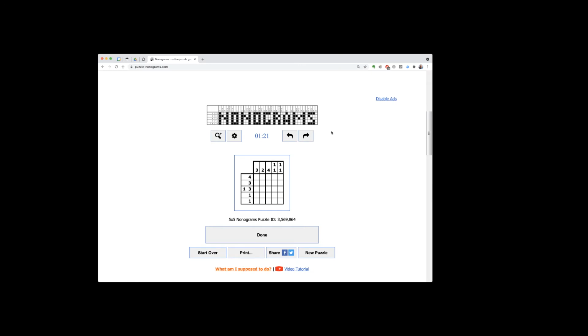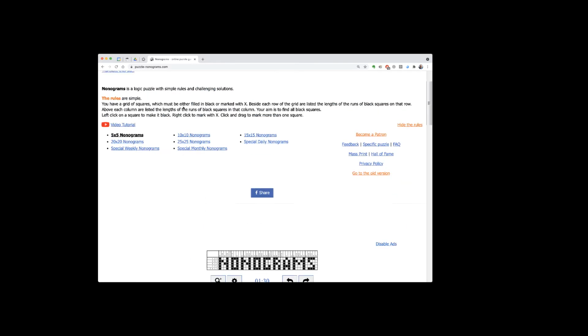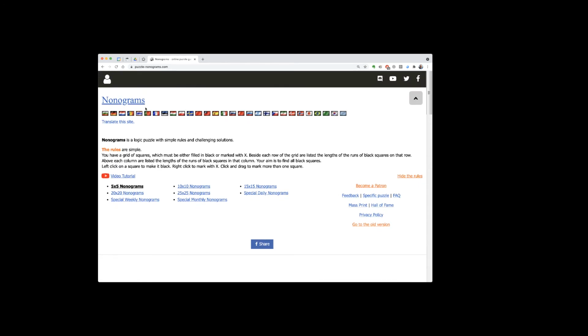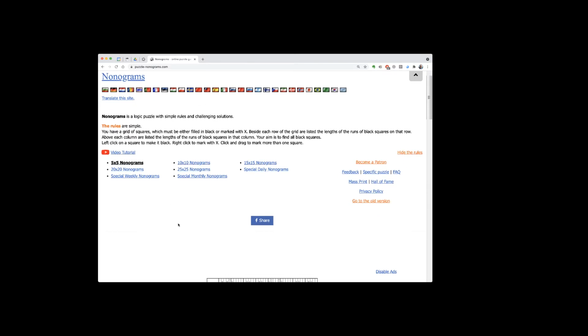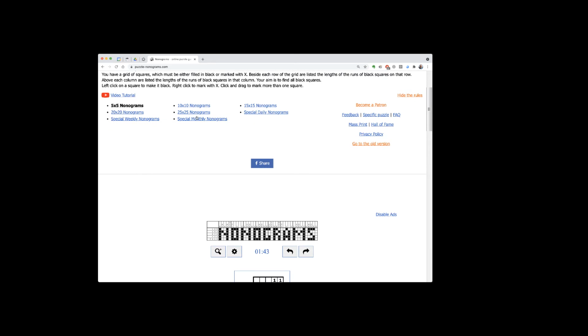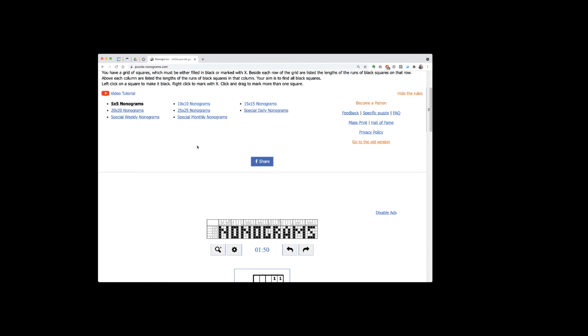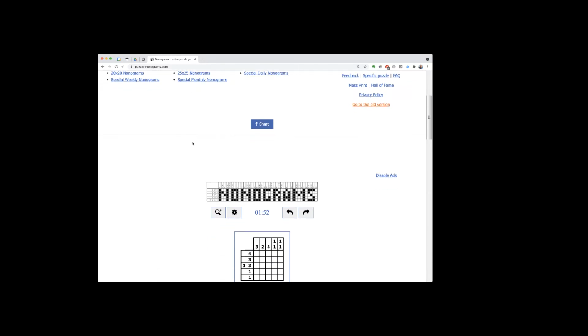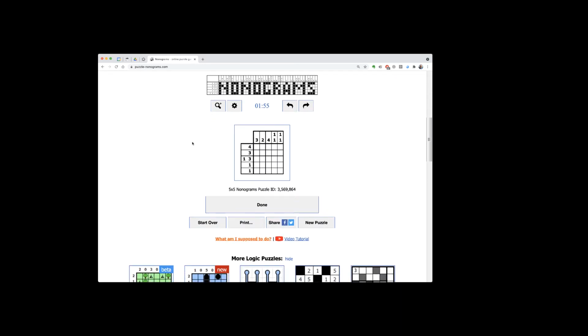To begin with, let's just talk about what Nonograms is. You can see the URL up here, puzzle-nonograms.com. Pretty straightforward. You can see they've got about 100 different languages, but more importantly to us, there are several different sizes of these puzzles, from 5 by 5 up to 25 by 25, with a few other little options as well. But let's look at the main puzzle here.